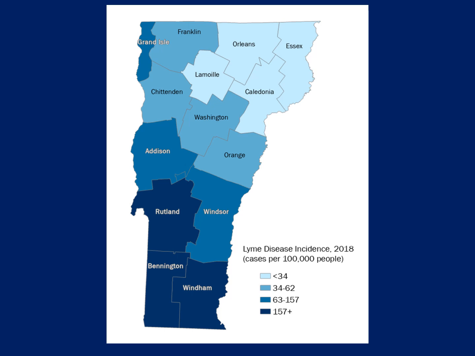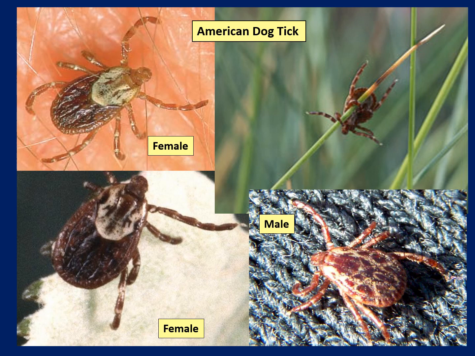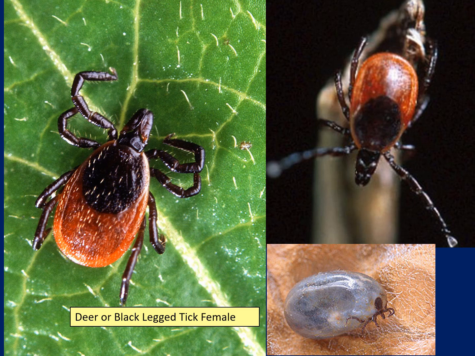So definitely be careful. If you're out and about, you might see the American dog tick, sometimes called the wood tick. It's a larger tick than the deer tick. Legs are more brown. Thankfully, it doesn't transmit Lyme disease, but it's real common in the Northeast Kingdom, Groton State Forest area. There's a lot of them. So watch out for those.